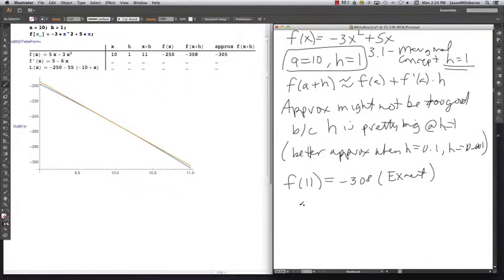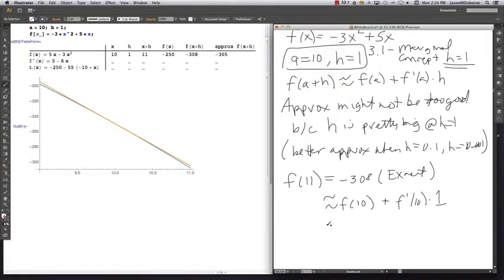But if you want to approximate that, this will be approximately the function evaluated at 10, plus f prime of 10 times 1. And because there's a 1 here, this computation is pretty easy to do. Sorry. This f of 10 is an exact number now. f of 10 is 250.